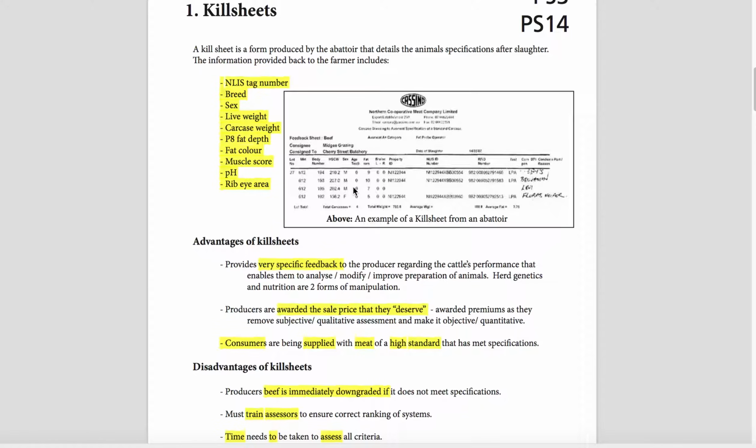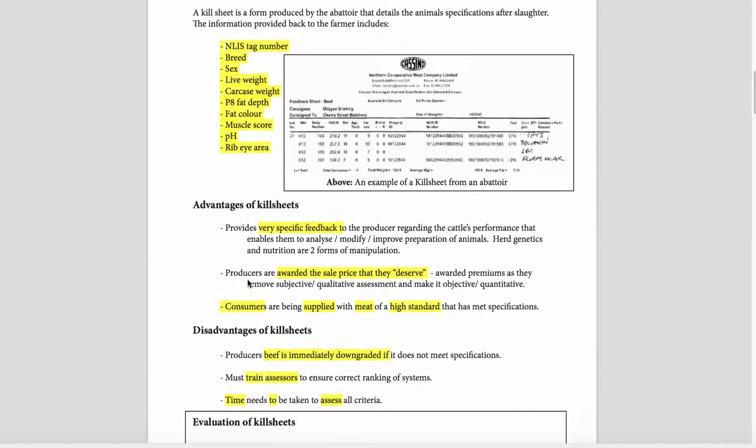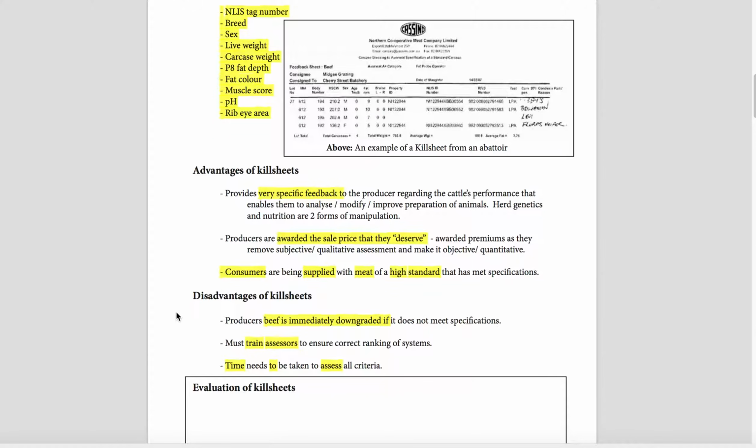And for example, if they've got a really low fat depth, you might need to fix that. If they've got a low marbling score, you might need to fix that. But it's a way of assessing what you're doing on farm. And it's a management strategy used to assess your production. So producers also get awarded a good sale price that they deserve. So rather than people buying it when it's alive and not really knowing how it actually turns out, they're paid for what they actually produce. And consumers are then being supplied with meat of high standard because they know what they're getting.